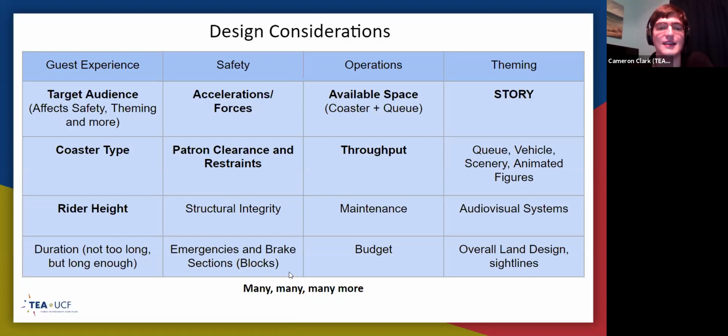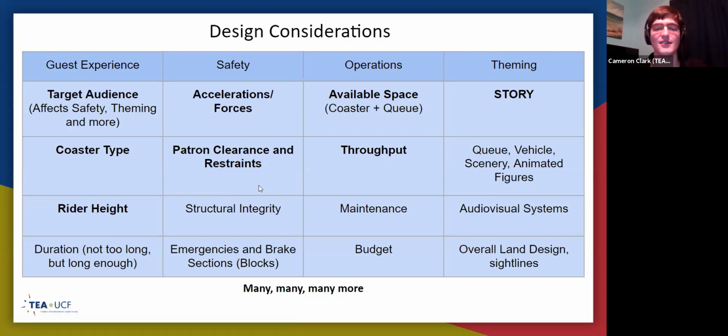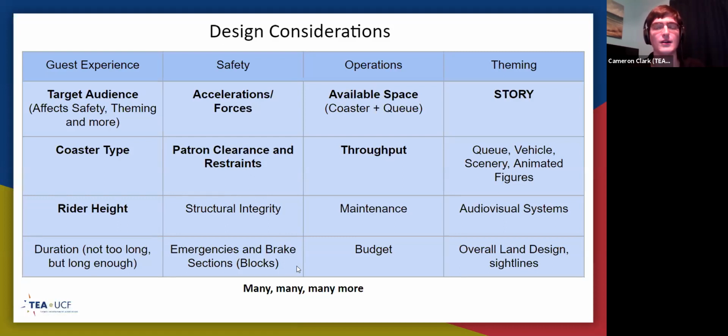Patron clearance, that's just making sure that scenery and other objects are outside of the reach of a guest or a patron. The restraints are also beyond just making sure that people are inside their vehicles. The restraints are also providing that support during braking, or when you have negative G's and you're upside down, and the restraint is what's holding you in. Emergencies and brake sections, that's just to prevent coaster collisions. That's very important, and we'll talk about it in the hands-on portion.